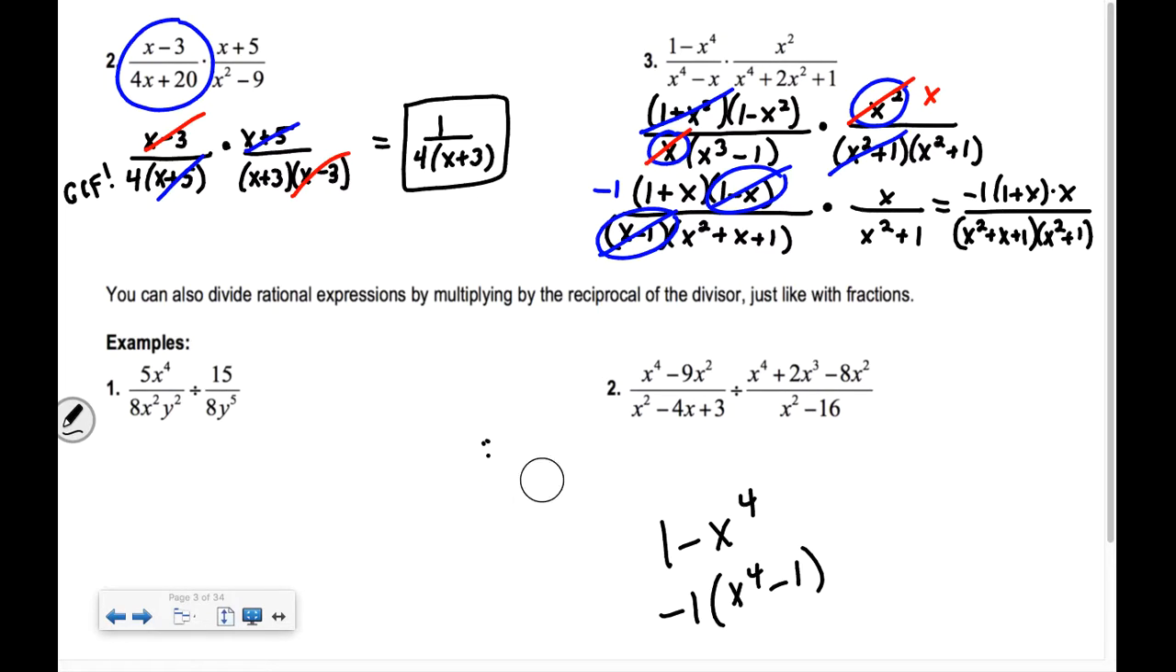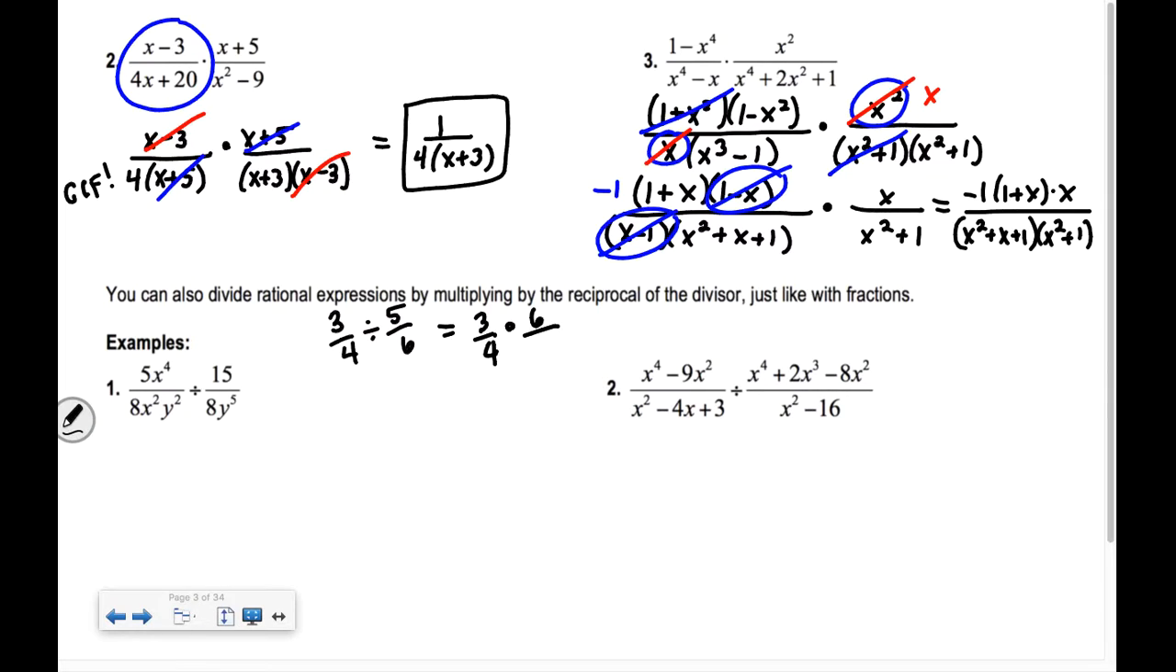All right, so let's talk about dividing. So we know that if we have 2 fractions divided, if I had 3/4 divided by 5/6, what do I do? Yeah, I multiply by the reciprocal. Which one? The first one? The second one, right? I do 3/4 times 6/5. Do we all remember that? So that's what we're going to do here. When we have a division sign, we're going to rewrite it so we see multiplication. So I'm going to have 5x to the 4th over 8x squared y squared times, and I'm going to put 8y to the 5th over 15.